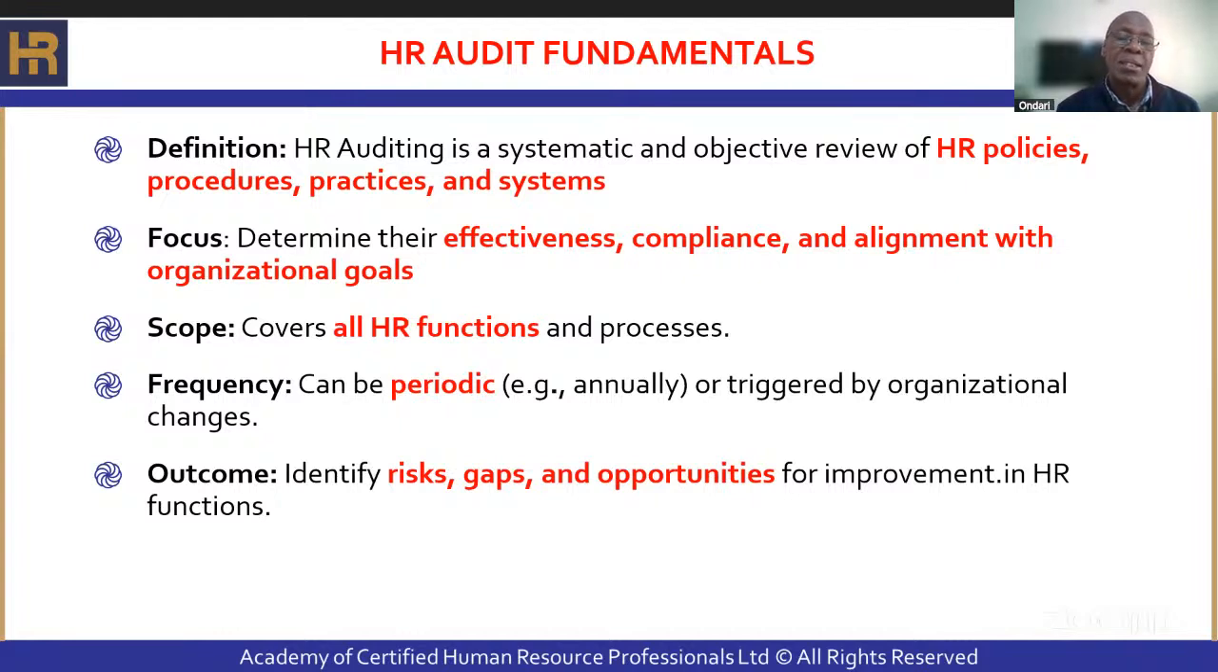And lastly, is systems. These are interrelated parts that work together to achieve an objective. In HR, there are many systems that we need to audit to assess their effectiveness. One is the performance management system. How does it work? Does it give us the results? Are they aligned with the corporate objectives?